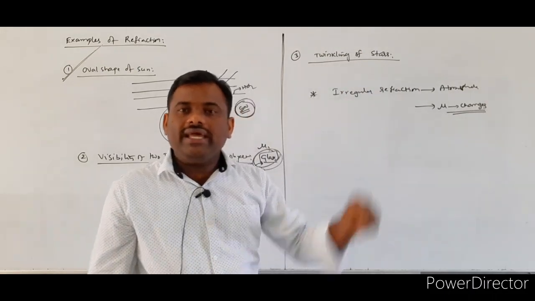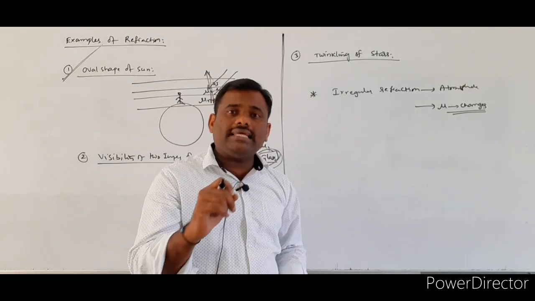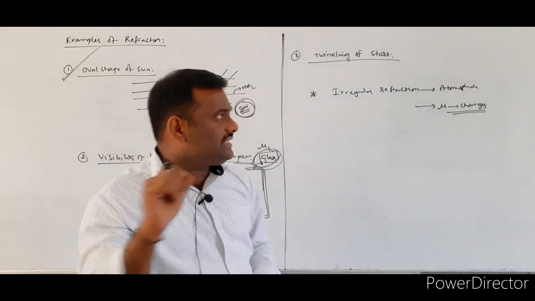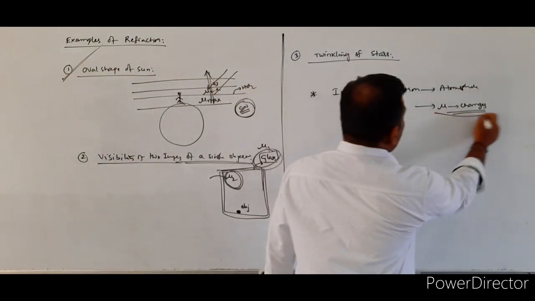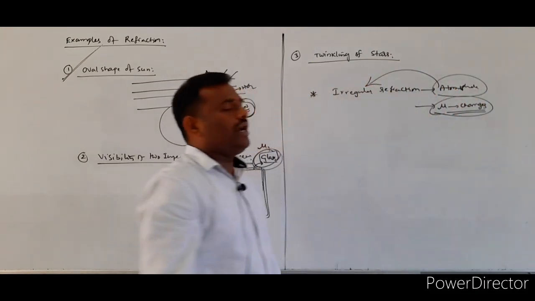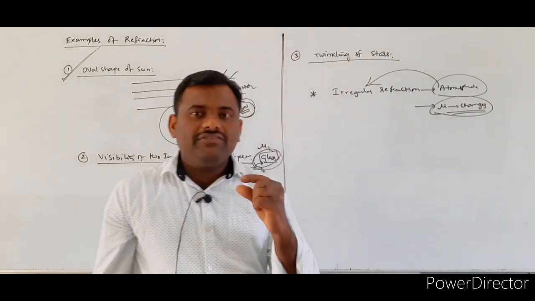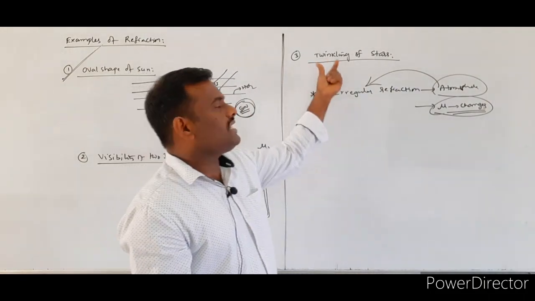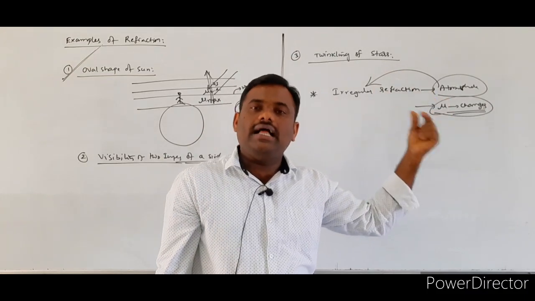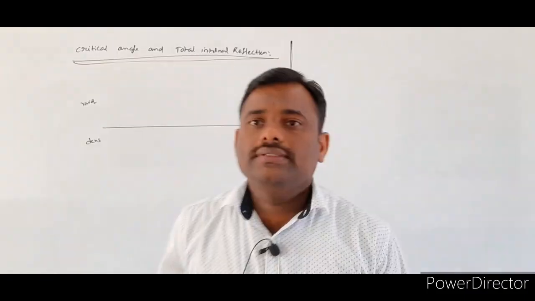But actually, stars are self-luminous objects. They release the light continuously, but due to the change in the refractive index of the atmosphere, these light rays undergo irregular refraction. As a result, we feel that these stars are twinkling. So this is another application of the refraction of light.